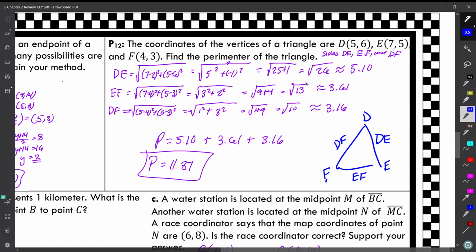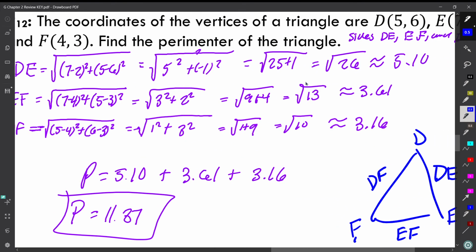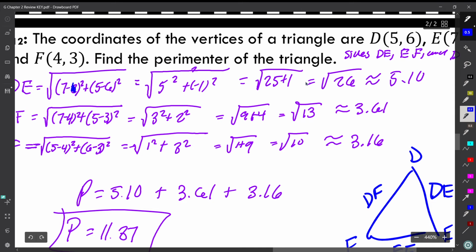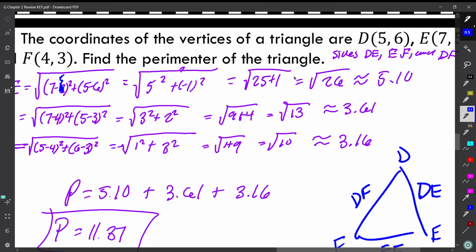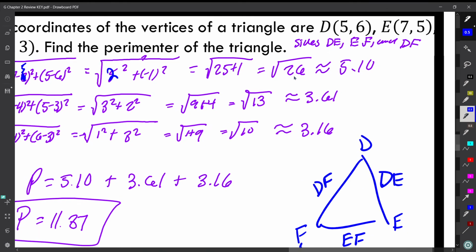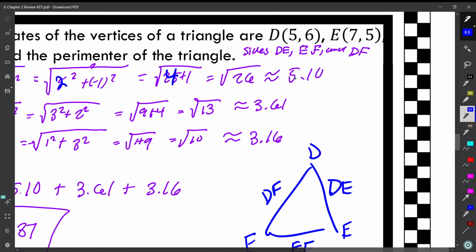So DE, assuming I did this correctly, and I already found a mistake here. Oh my goodness. Okay, so let's correct my mistake while I'm here. This should be 7 minus 5 squared, and then 5 minus 6 squared. So instead of 5, this will be 2 squared plus 1 squared. This will be 4 plus 1, which is the square root of 5, not the square root of 26.